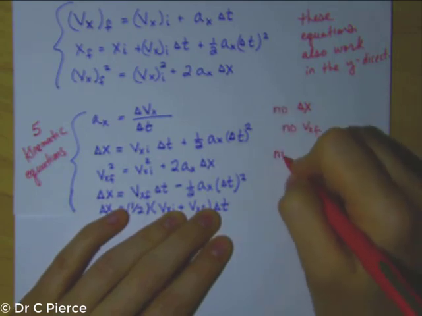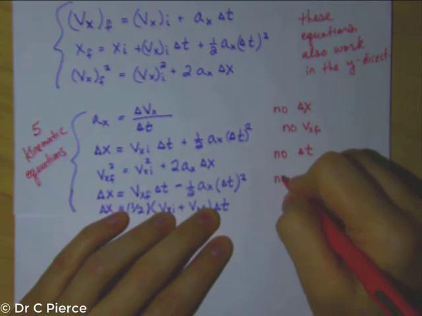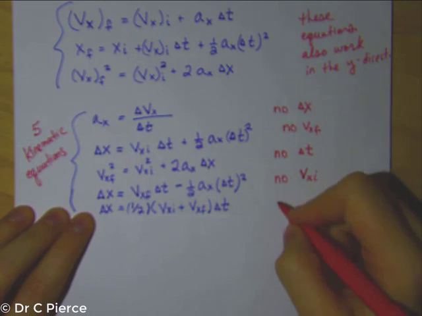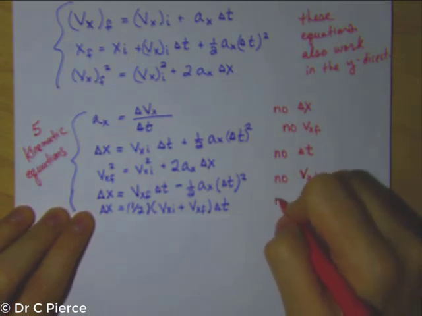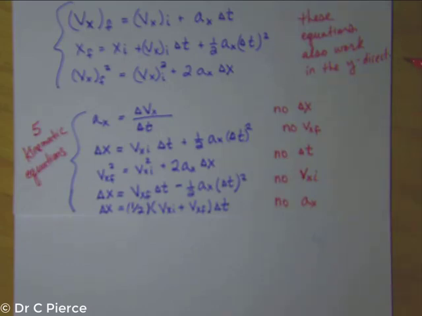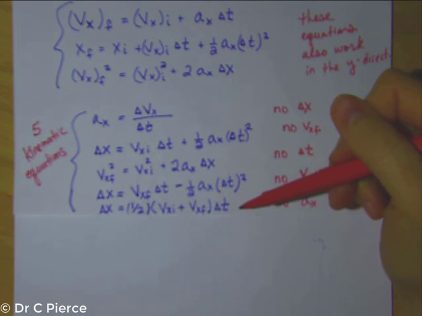And this third one doesn't reference a time interval at all. This fourth equation doesn't reference the initial velocity at all. And this last equation doesn't reference the acceleration at all. So if we needed to solve for a quantity, we should pick whichever one of these equations makes that easiest.